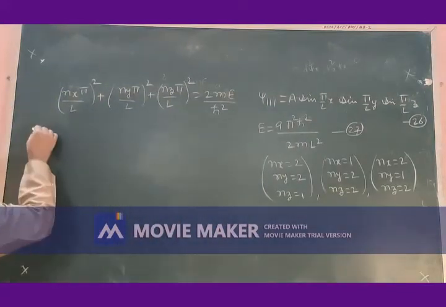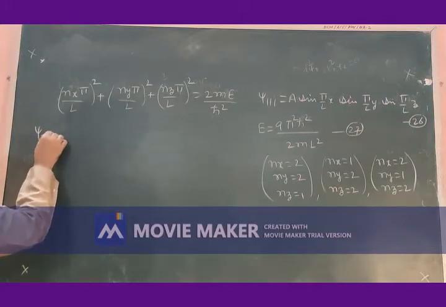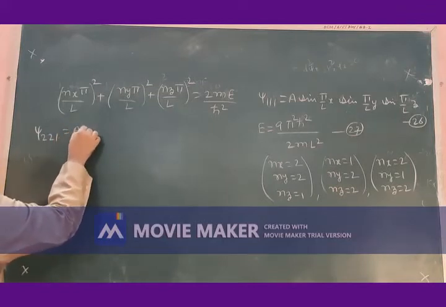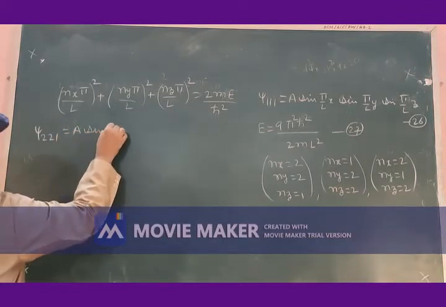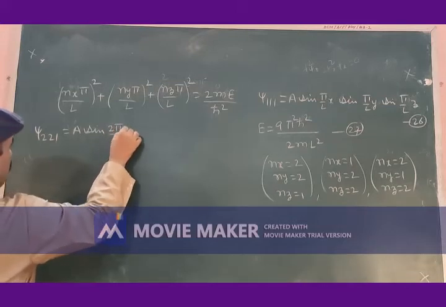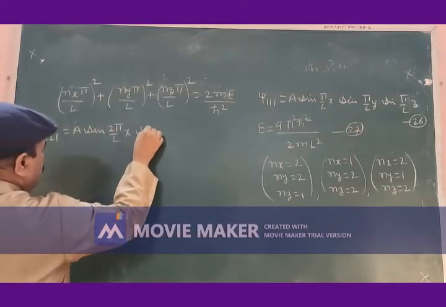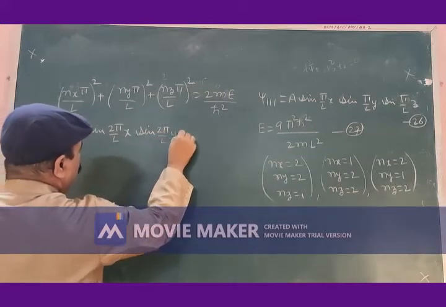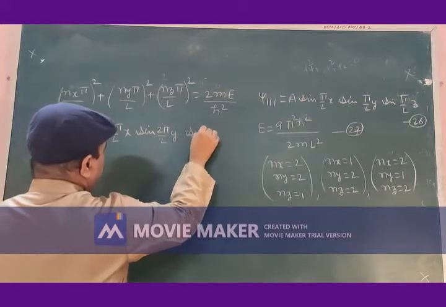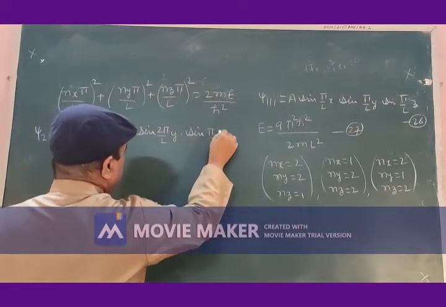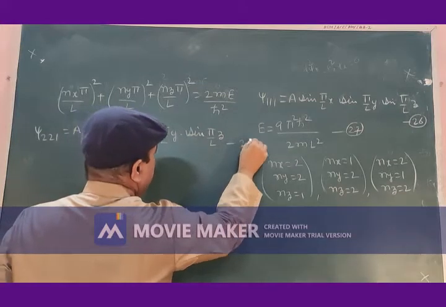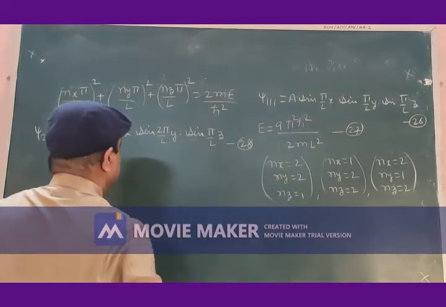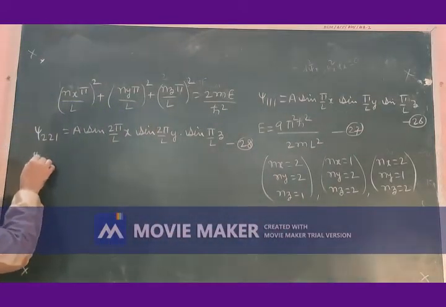The wave function of this quantum state is psi 221, nx ny nz, that is A sine(2 pi by L into x) into sine(2 pi by L into y) into sine(pi by L into z). Equation number 28. This is the wave function corresponding to this quantum state.